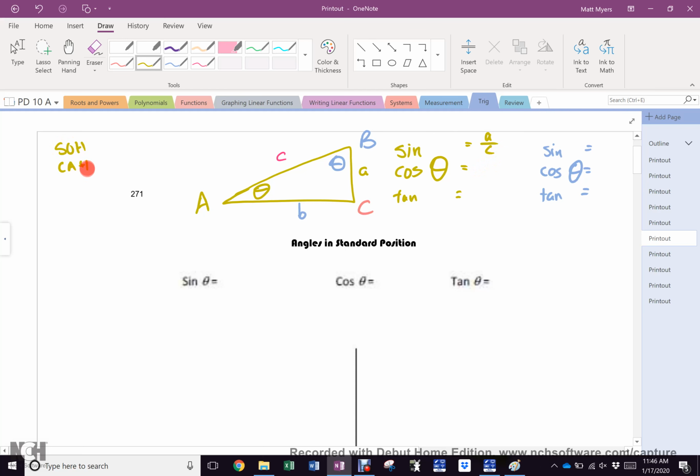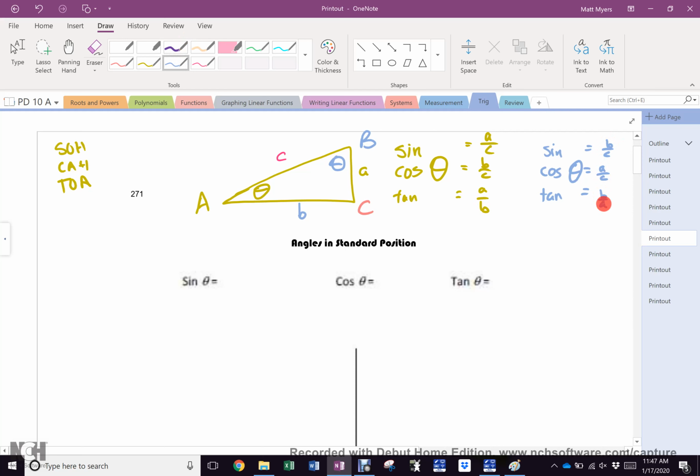So, CAH, TOA. It is adjacent over hypotenuse. B over C. Excellently done. And tangent of gold theta? A over B. Now, what is it on the blue side? What is blue theta? B over C, A over C, and B over A.